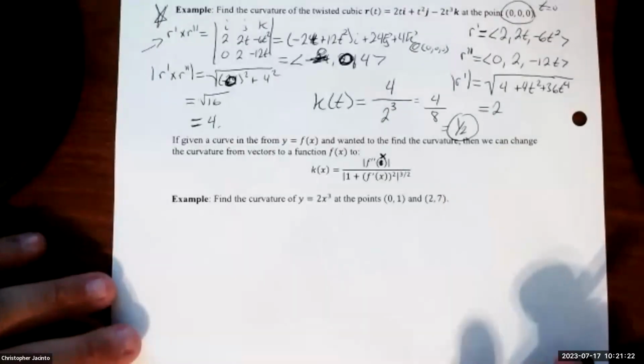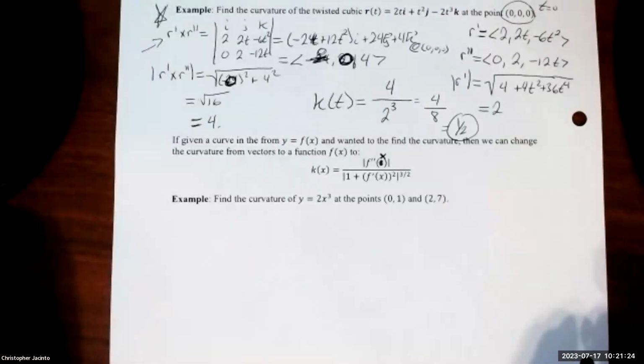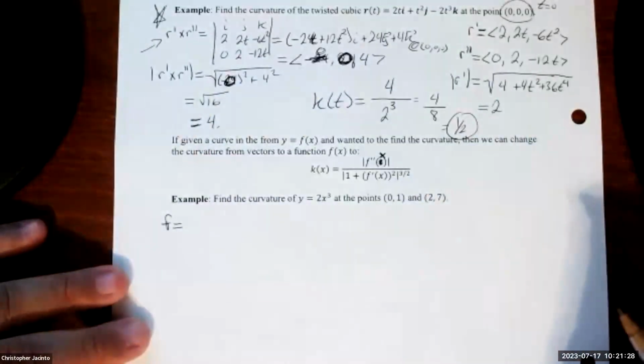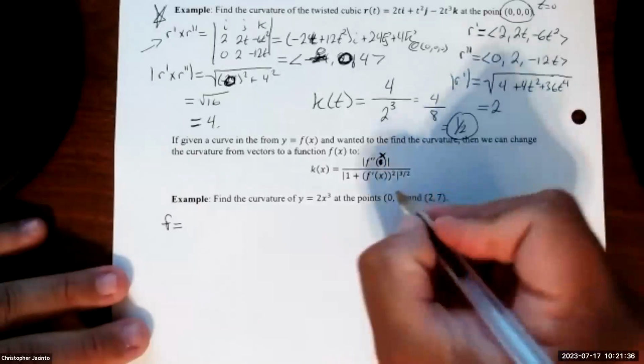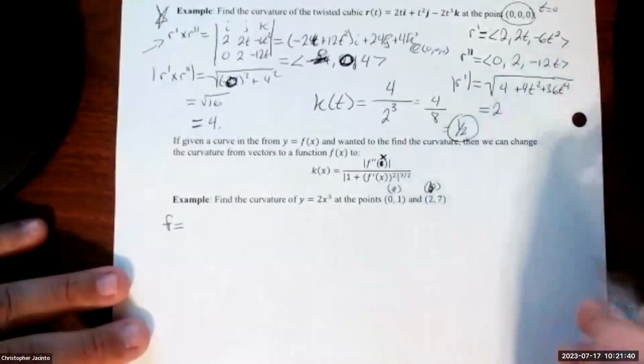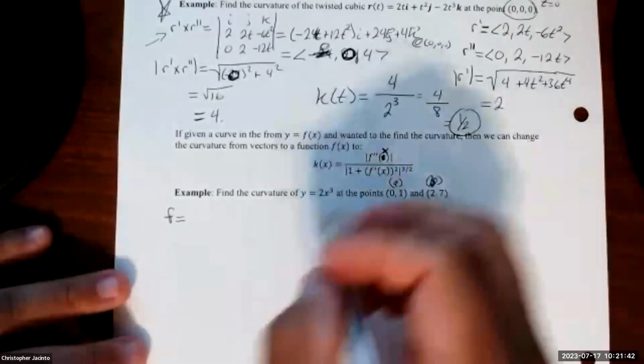Now remember, this is a regular old S, right? So this is what we used to be doing way back in the day. So in this case, let's find the curvature of y equals 2x to the third at the points 0, 1 and 2, 7. So let's say this is like a part A, this is a part B. Okay.